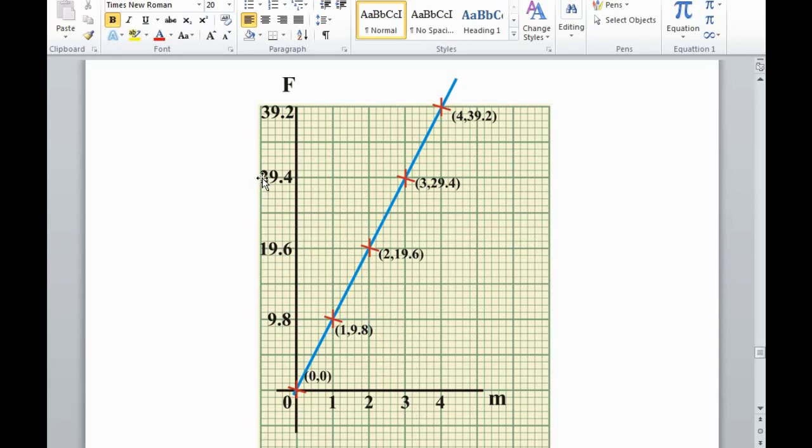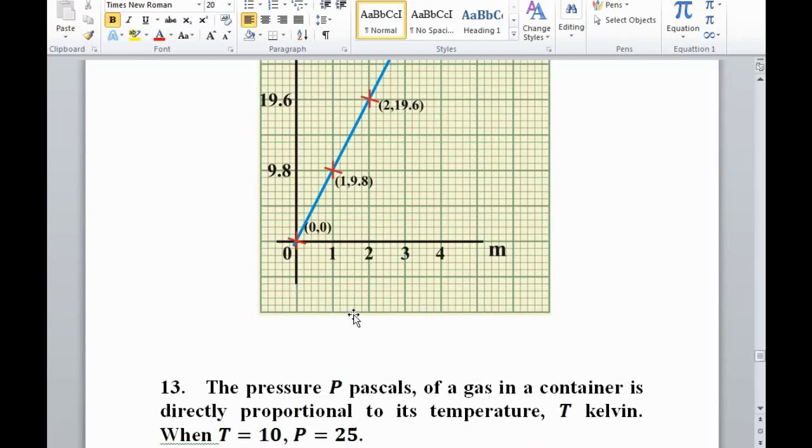Same for 3 and 29.4, this is the required point of intersection. And for 4 and 39.2 we get the point of intersection over there. So if we join these points of intersection, we get a straight line, which is the required graph of force F against mass M. That's it for question number 12.